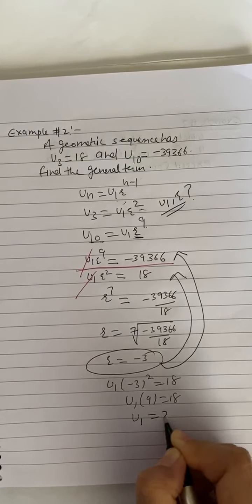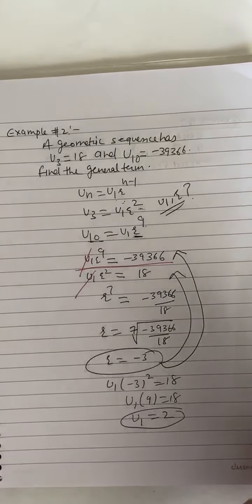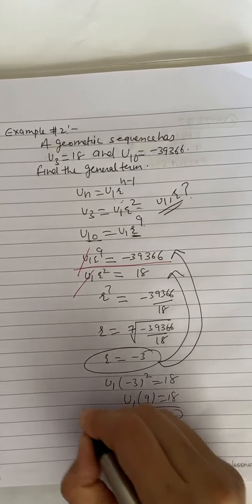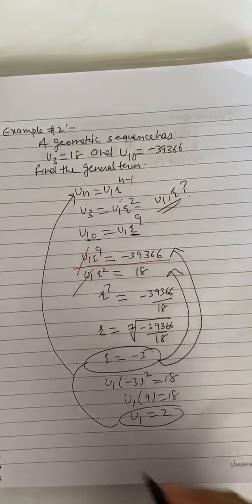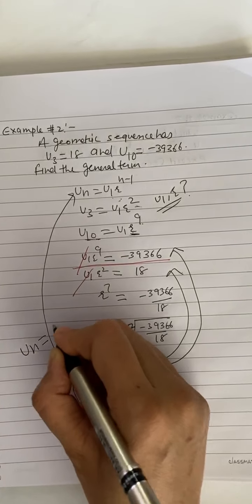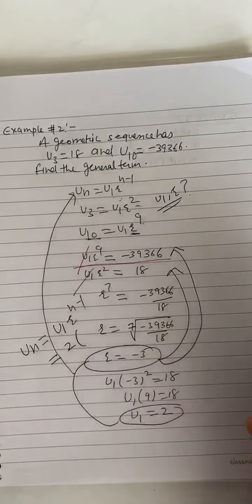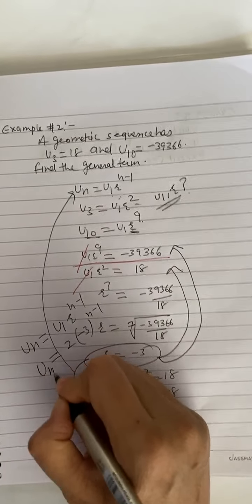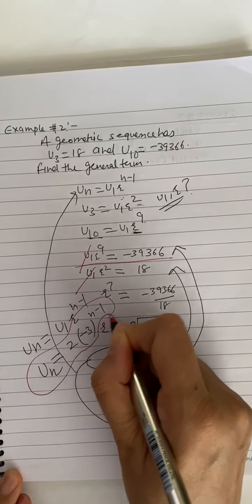So u1 is equal to 2. I got u1, and I got r, negative 3. So I'm ready to write a general rule. I have to substitute this and this into my given equation here. So now un in this case is going to be, because un is u1 r raised to power n minus 1, u1 is 2, r is negative 3, use the bracket here, n minus 1. So this is my un here. So that's my final answer here.